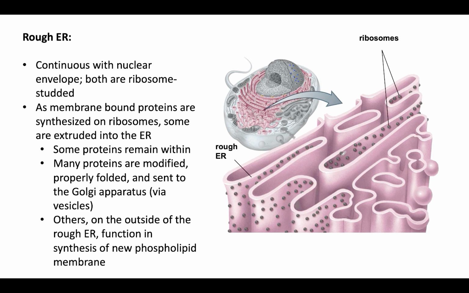As membrane-bound proteins are synthesized on ribosomes, some are extruded into the ER. Some proteins remain within rough ER, but many proteins are modified, properly folded, and sent to the Golgi apparatus. Once protein is synthesized in the ribosome, it can be modified, properly folded, then sent to the Golgi apparatus.